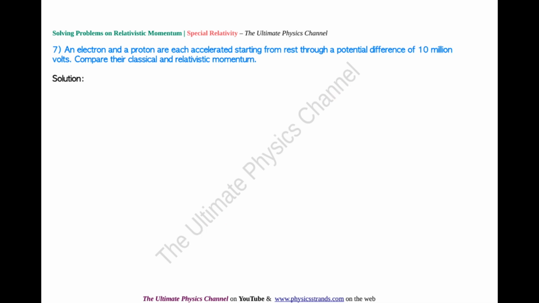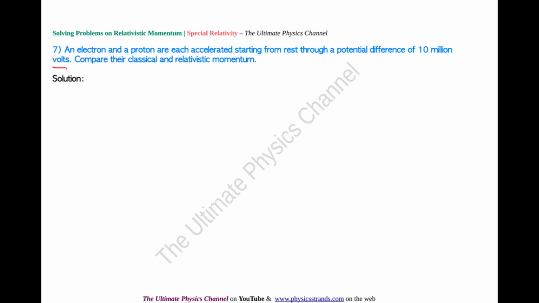Right. The seventh problem is: an electron and proton are each accelerated starting from rest through a potential difference of 10 million volts. Compare the classical and relativistic momentum. So here acceleration of a charged particle is involved. In this case, both electron and proton are accelerated through 10 million volts. What are their energies in that case?